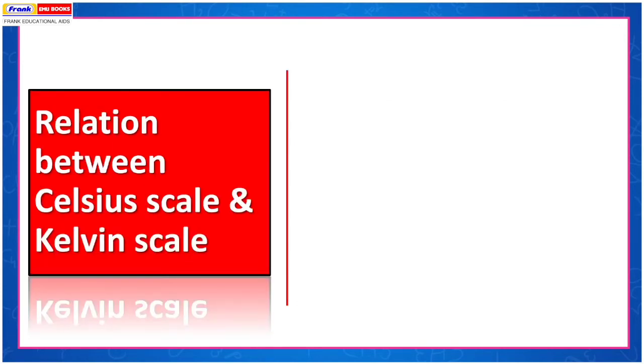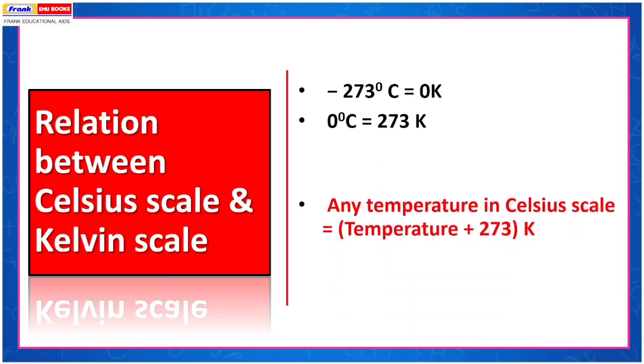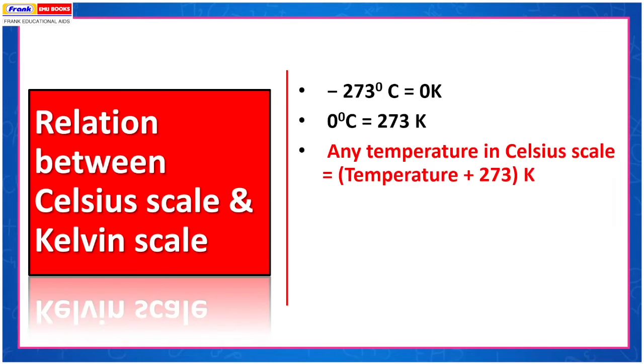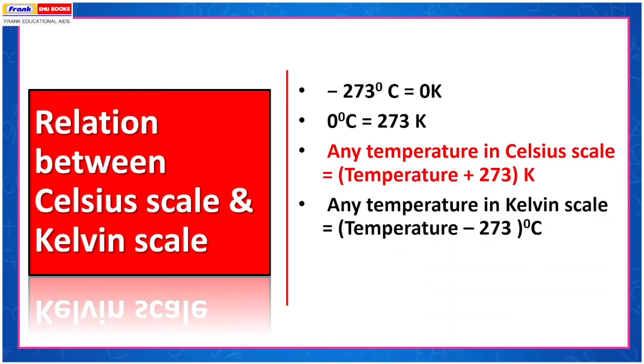Relation between Celsius scale and Kelvin scale. Minus 273 degrees Celsius equals 0 Kelvin. 0 degrees Celsius equals 273 Kelvin. Any temperature in Celsius scale is equal to temperature plus 273 Kelvin. Any temperature in Kelvin scale is equal to temperature minus 273 degrees Celsius.